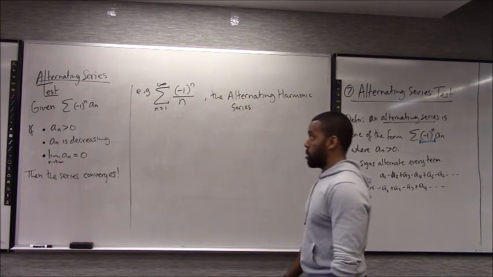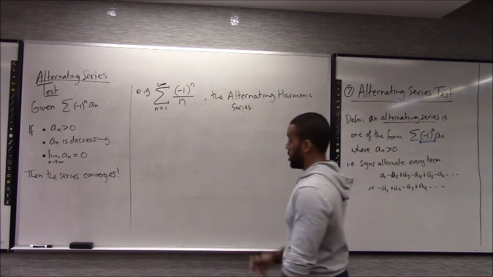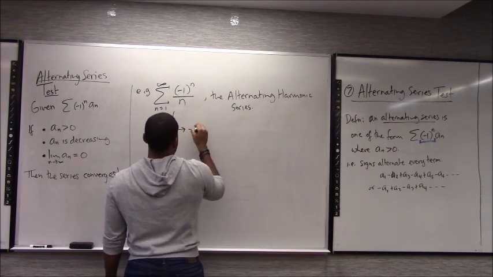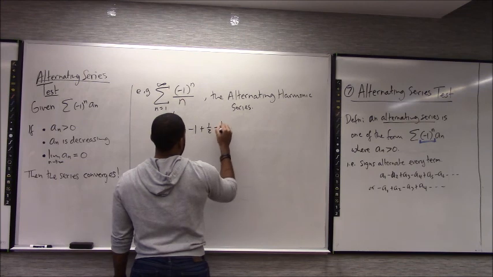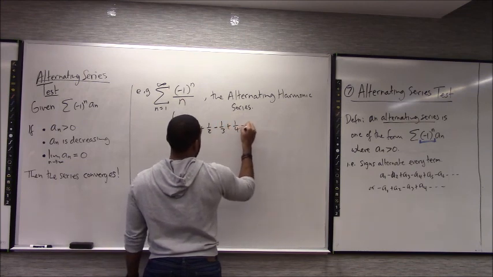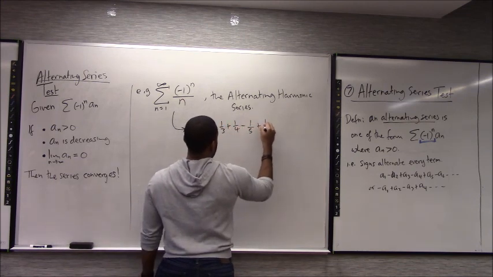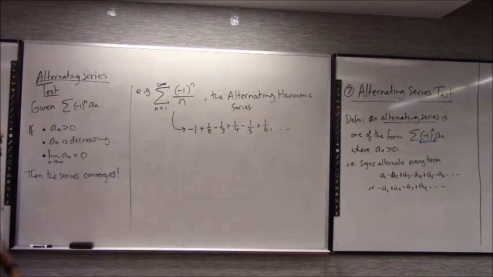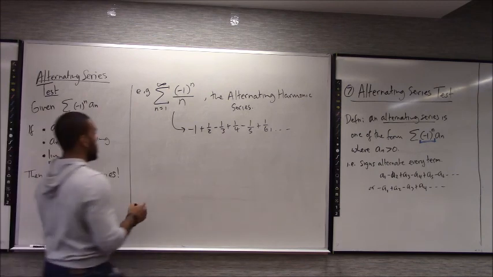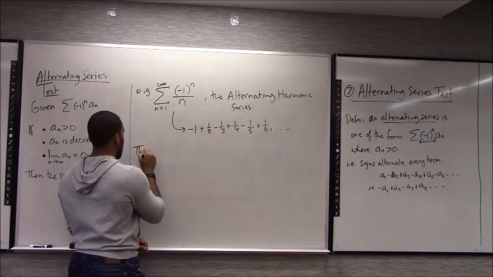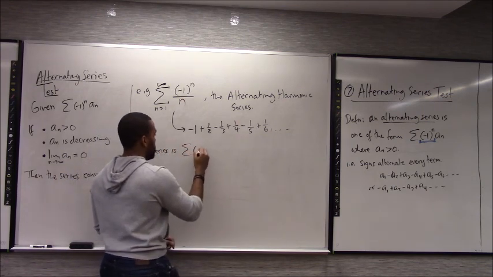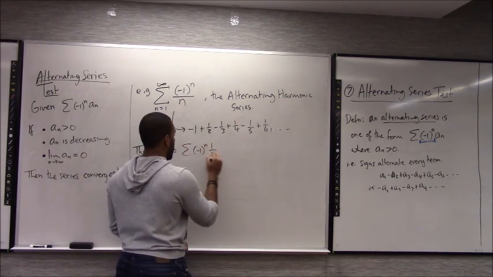This is like the harmonic series, but the signs alternate. So this is like minus 1 plus a half, minus a third, plus a fourth, minus a fifth, plus a sixth, etc. Does that actually converge would be the question. So you'll notice here, this series is (-1)^n of 1 over n.